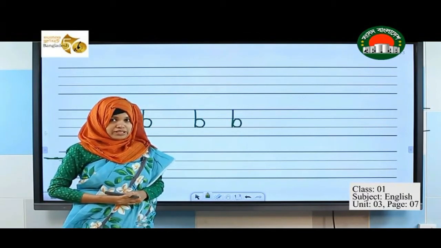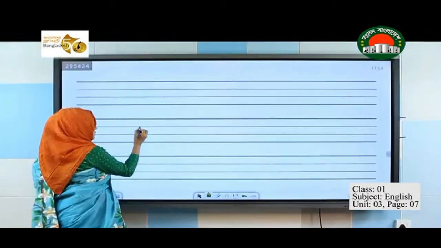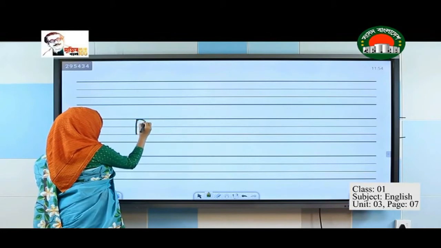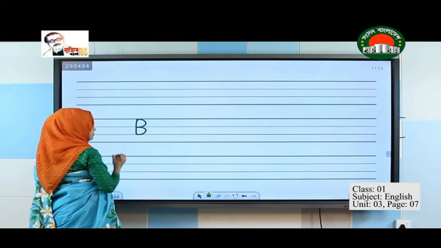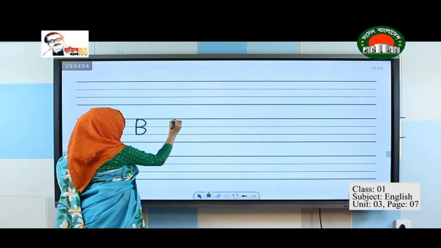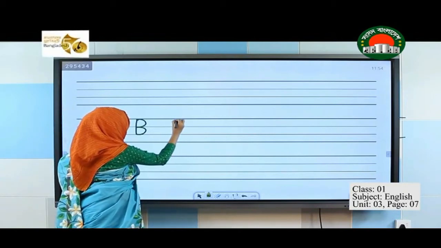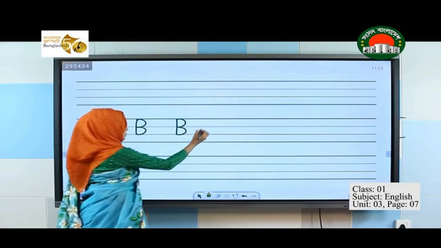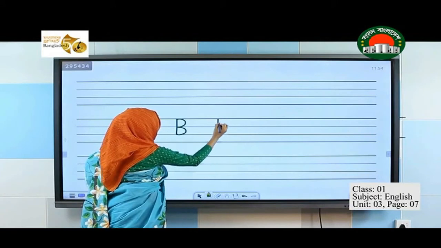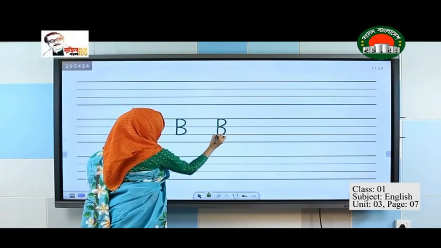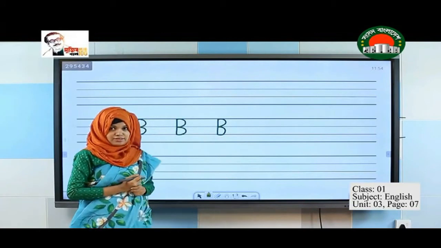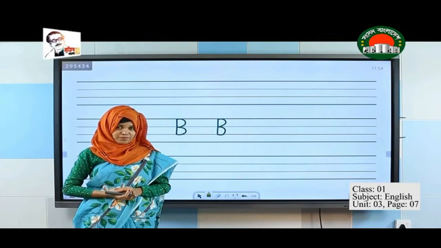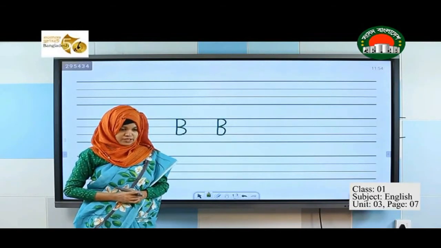Now, let's practice capital B. Down, half circle, half circle. Again, down, half circle, half circle. Again, down, half circle, half circle. Dear students, have you completed it? I think you have done it very well. Thank you so much. Let's go next.